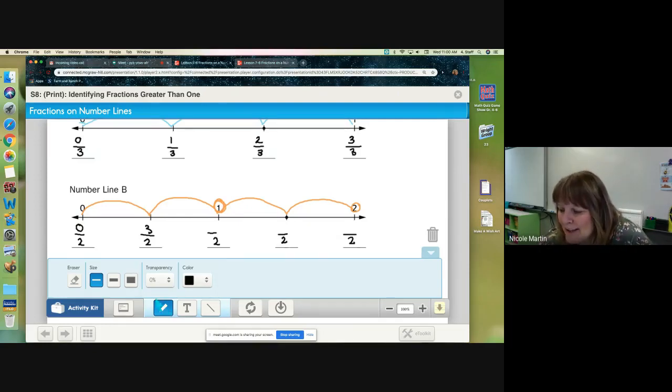I heard Parker caught it. Of course Parker caught it. He caught it. Yeah, it's not 3 halves, Mrs. Martin. I did that on purpose to see if you were paying attention.